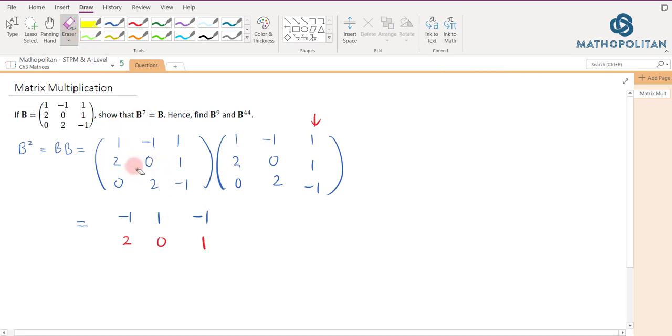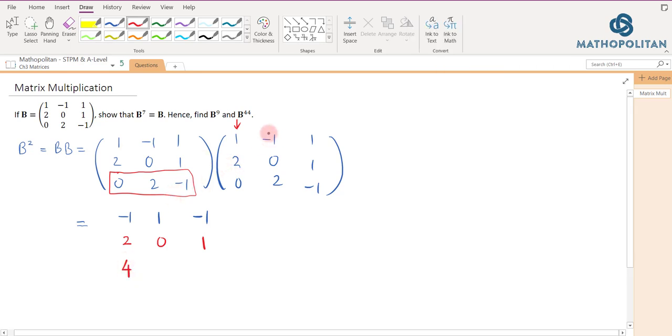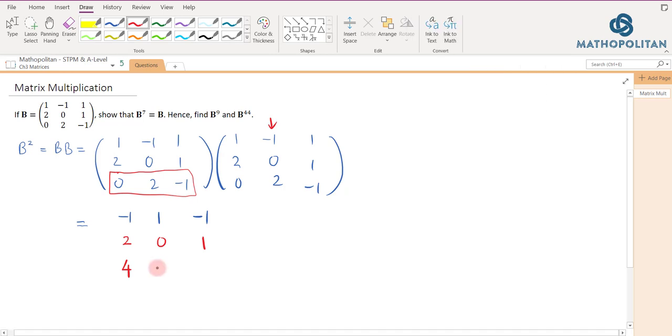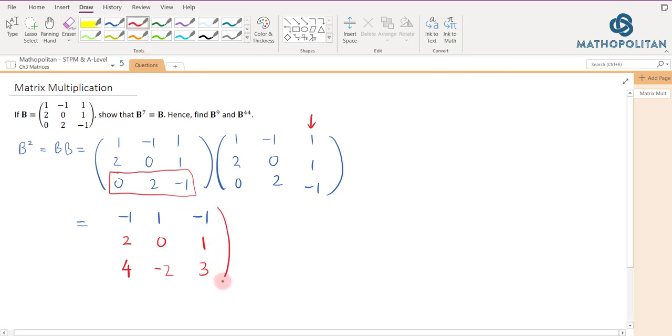Now we move on to the last row, the third row, and we'll start from the first column. So there'll be 0 times 1 plus 2 times 2 plus negative 1 times 0, so that's 4. Then we move on to the next column. That will be 0 times negative 1 plus 2 times 0 plus negative 1 times 2, so we get negative 2. And finally, for the last column, we'll take 0 times 1 plus 2 times 1 plus negative 1 times negative 1. So we get 3. So that is B squared.